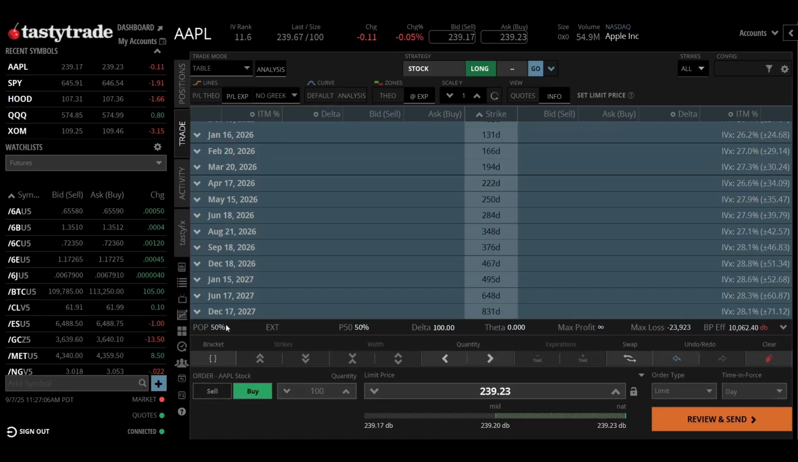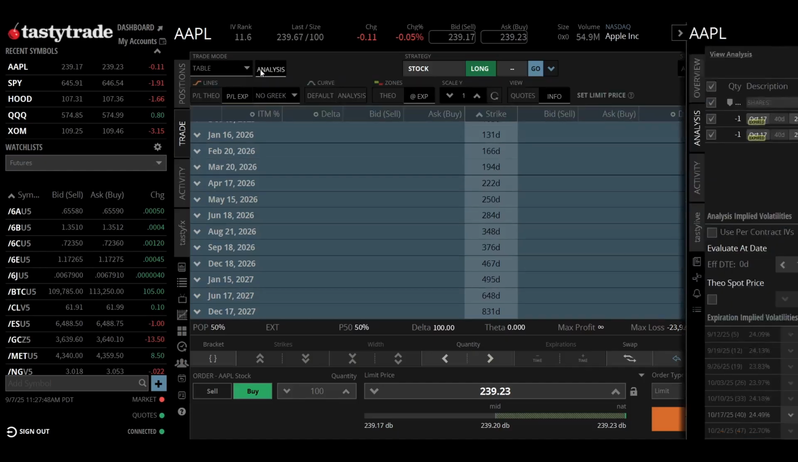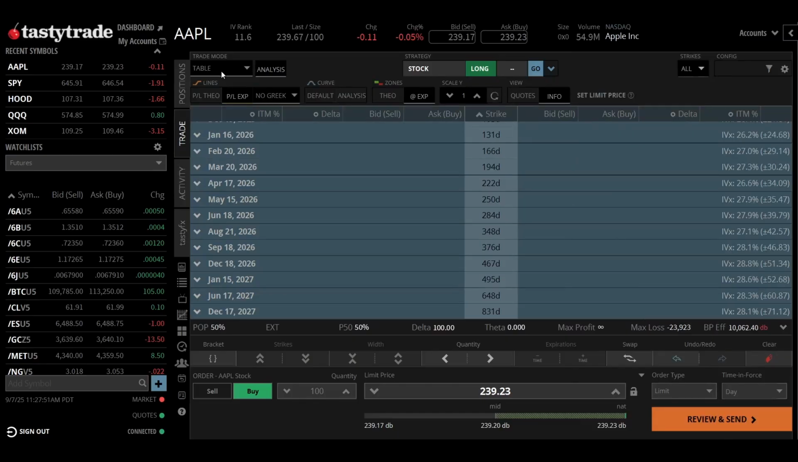Let's look at some of our probabilities and Greeks down here. So the POP, the probability of profit for stock, is of course 50%, especially in the short term. P50 is going to be the same because there's no max profit here. Delta is going to be 100. That's the definition of delta basically. The delta of a stock is 1 per share. If we have 100 shares of stock, 100 delta. And 0 theta.